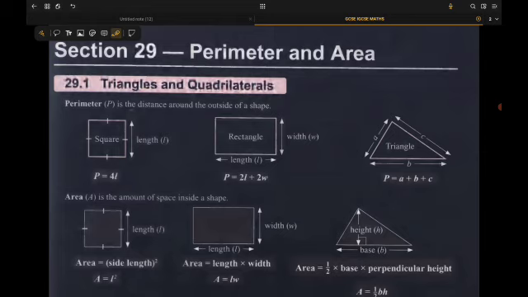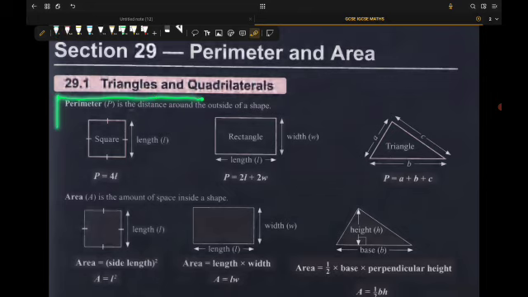So the basic difference is this, as I will be highlighting it from the prepared note in front of me. A perimeter is the distance around the outside of a shape. I will highlight it for you to see so that you understand the definition. A perimeter is the distance around the outside of a shape, while an area is the amount of space inside the shape.